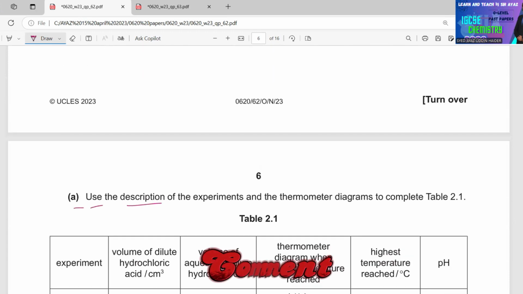Part A. Use the description of the experiments and the thermometer diagrams to complete table 2.1.